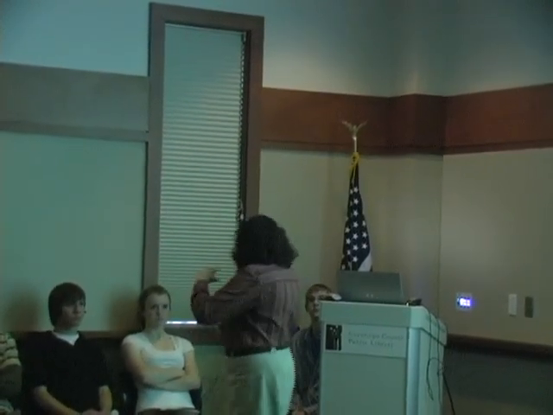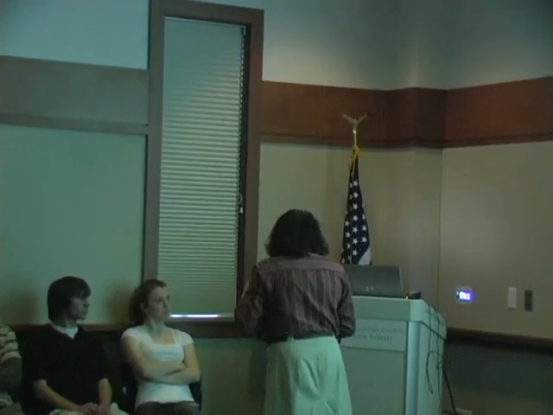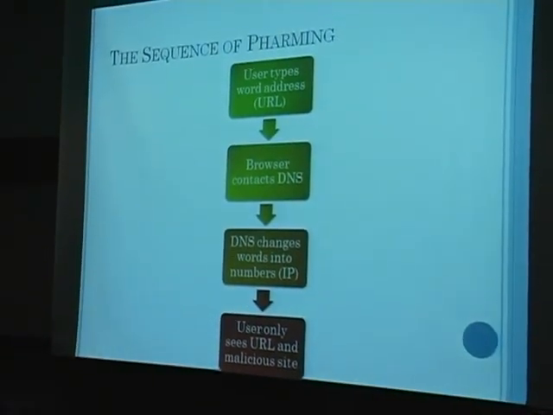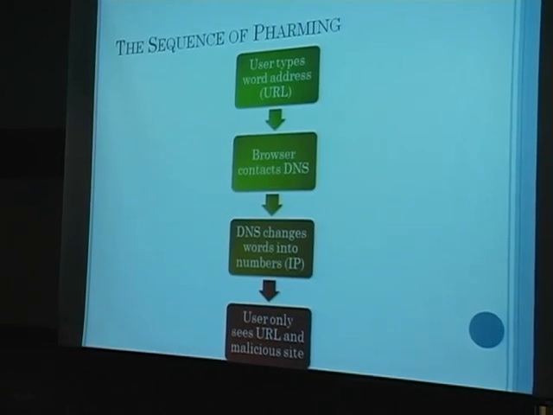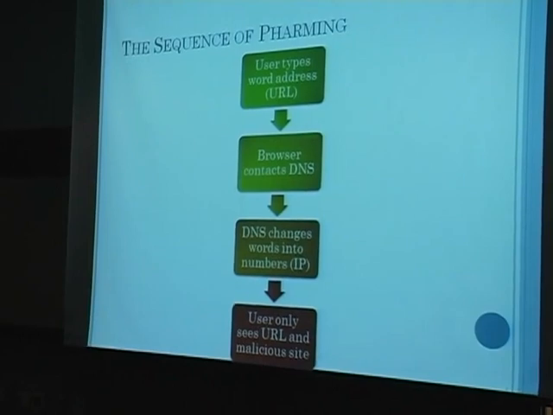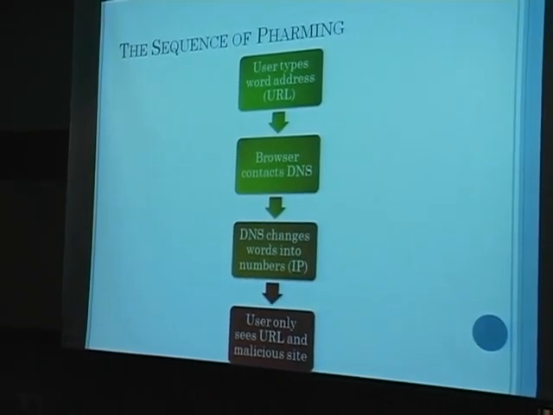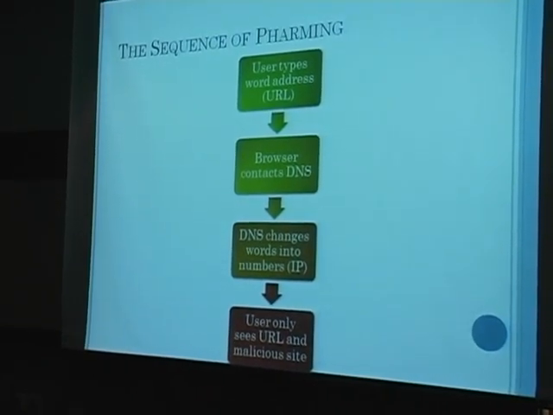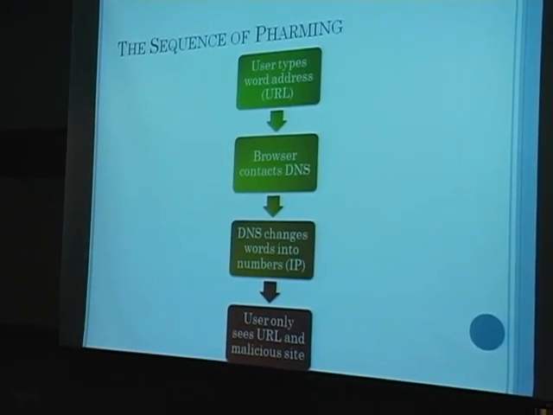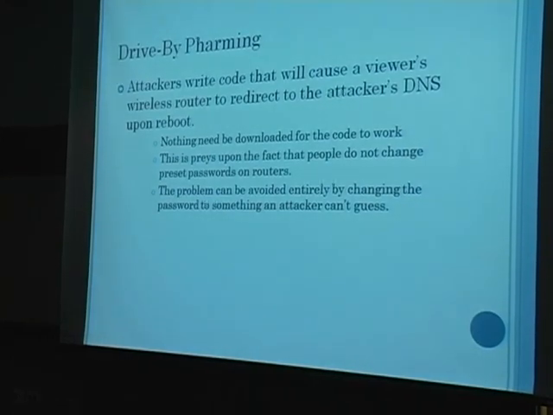Now, there are some ways to protect against that. Actually, did we have a slide that has the diagram? There we go, that's the one I wanted. Basically this is the process it's following. You type in the word address, it goes to the browser that connects to the DNS server, the DNS changes the words into the IP address, and then you go to the site. Well, if it's the wrong DNS server, that's where you're going to get to your malicious site without even realizing it. And I think now we have some information on how to fix that.